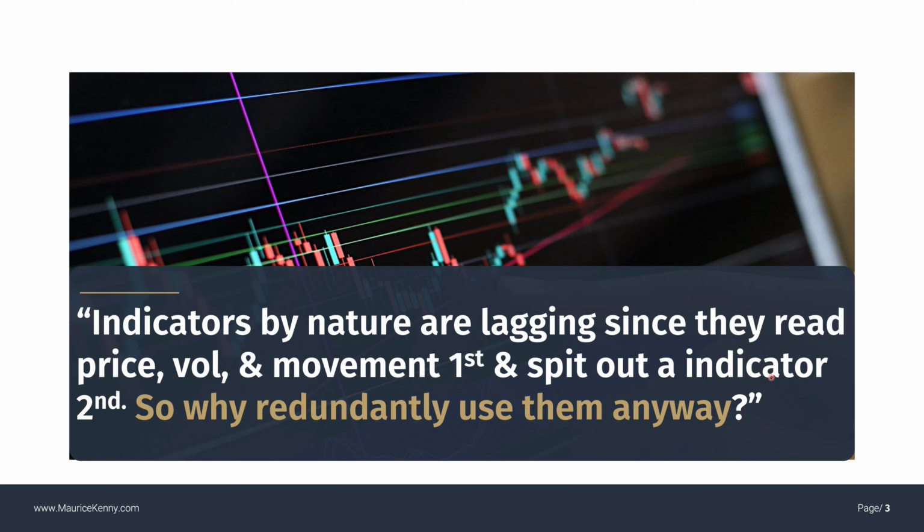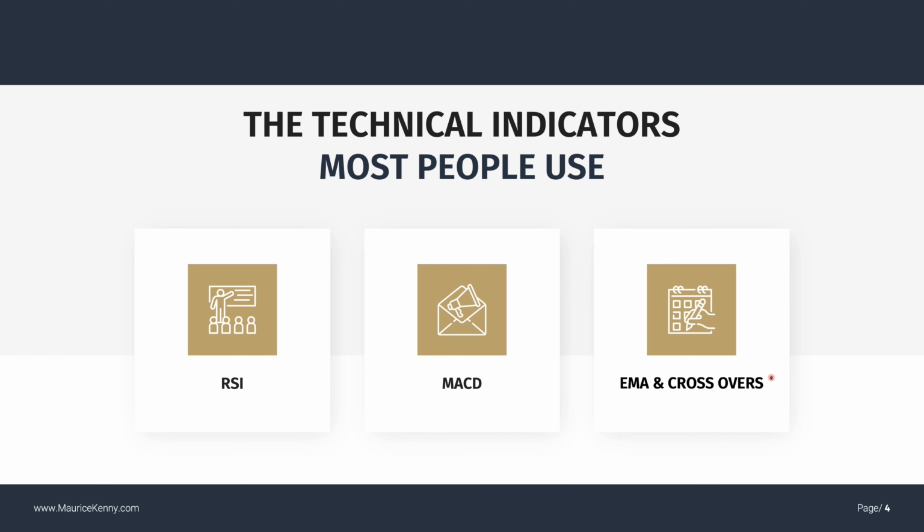Let's dig deeper into some of the technical indicators that some people use, and let me show you why they're redundant and kind of useless. Here's an example of three indicators that a lot of people use. Again, there's a lot of them, but we're just going to talk about three random ones here: the RSI, the MACD, and the EMA crossovers. Some people use one of these three. So let's talk about why they're basically useless and why you don't even really need them.